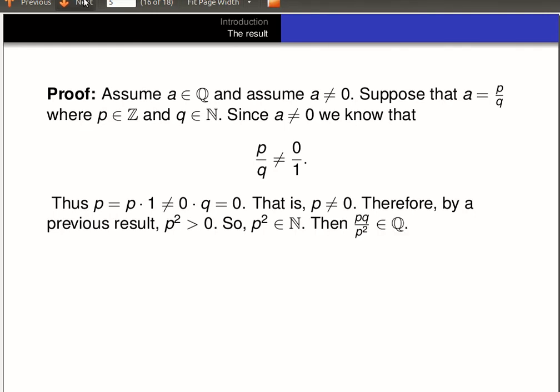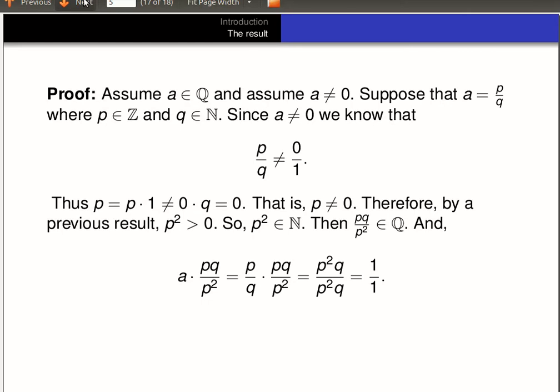So let's look at pq over p squared. p squared is a natural number. pq is a product of a natural number and an integer, so it's an integer. So pq over p squared is a rational number. And if we do the product, A times pq over p squared, we see that that's p over q times pq over p squared, which is p squared q over p squared q. And now, I'm sure you're thinking that we're going to cancel p squared q in the top and the bottom and we get 1 over 1.